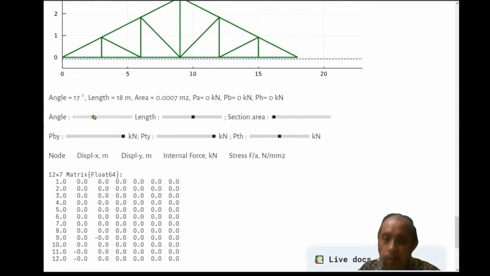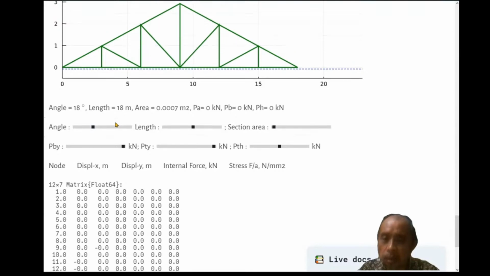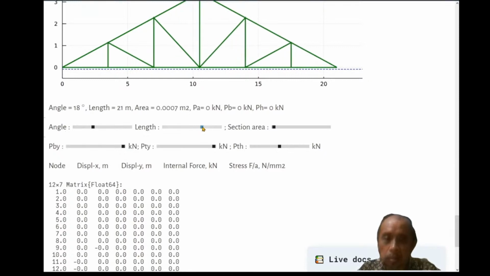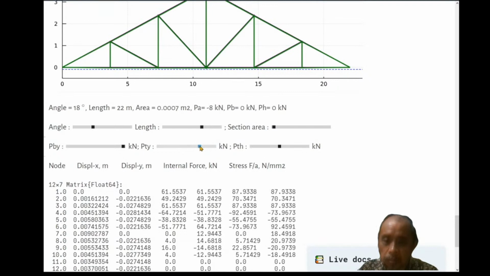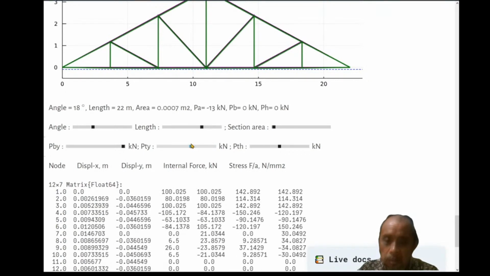We set up the height of the truss or the angle, and then we can also change the length of the truss. The dashed line here is the maximum displacement allowed by the building codes. And then we can apply the load. Okay.